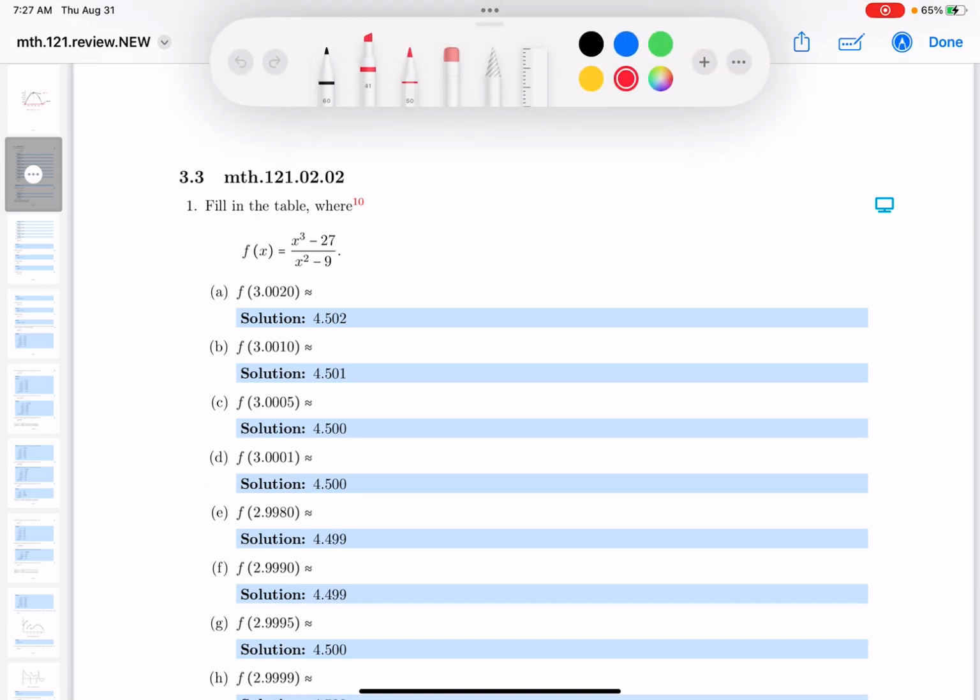Okay, for problem number one, it says fill in the table. And what's the table going to be? There's certain numbers they want you to evaluate the function. I certainly will do this on a computer. And what I mean by that is I don't compute these by hand.